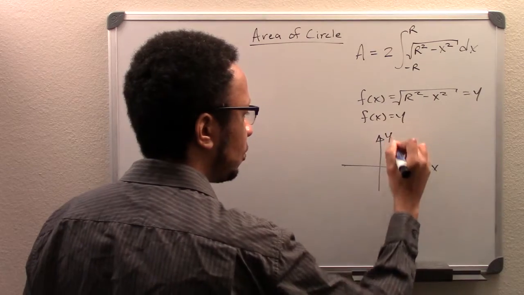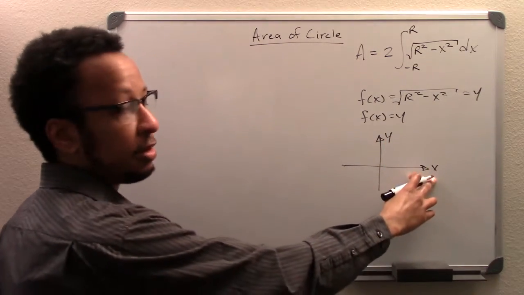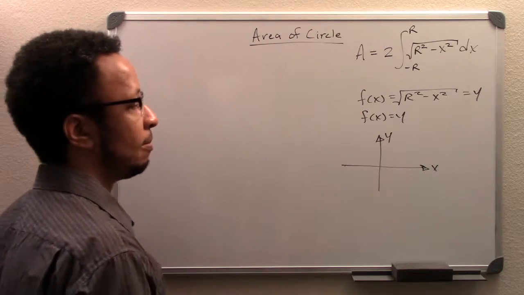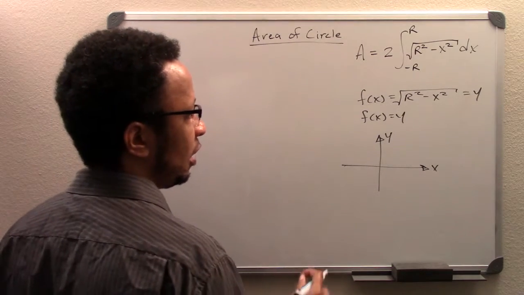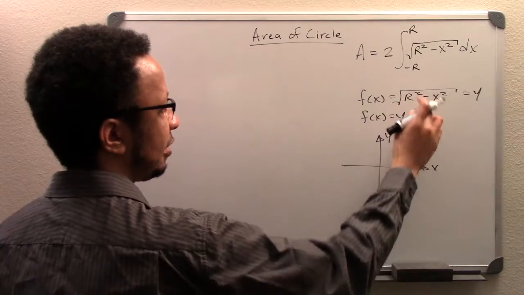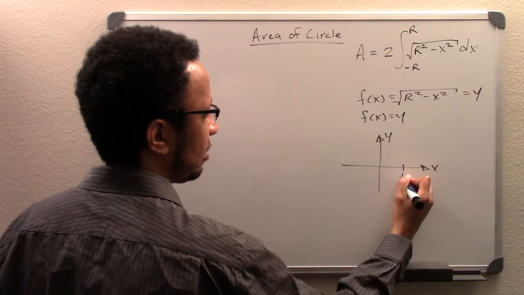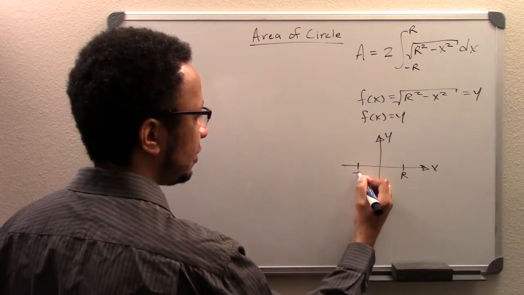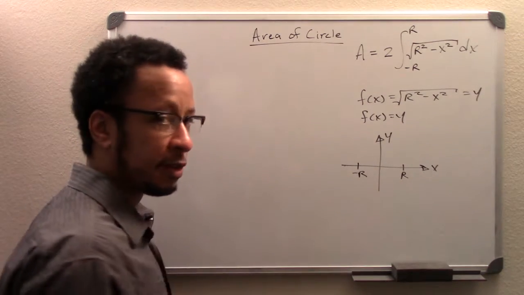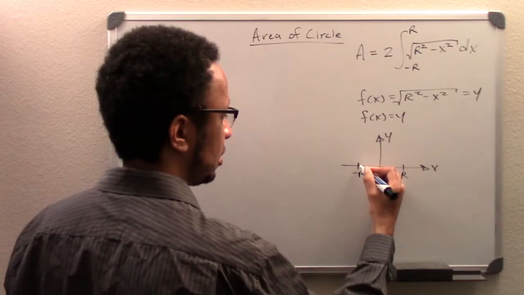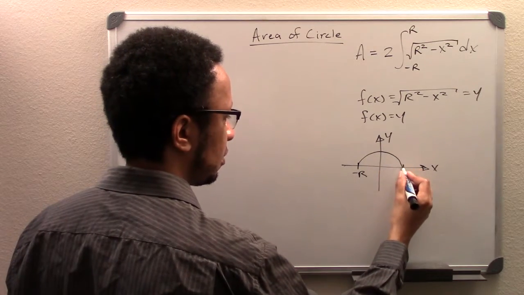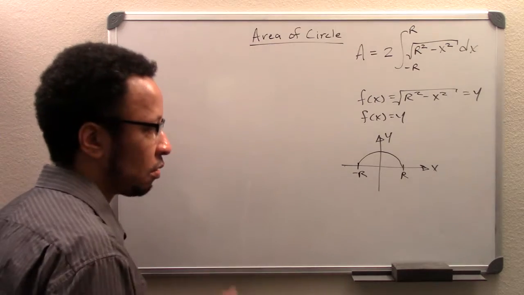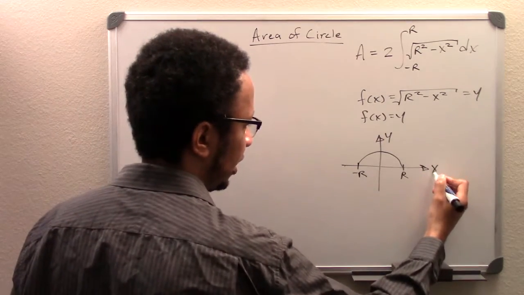Well, what exactly does that look like? We have x on this axis in this dimension, and we have y on this axis in this dimension. And so the graph of the square root of r squared minus x squared, saying that this is r, which is a particular value of x, and this is negative r, which is another particular value of x, looks like this. It's a half moon, I guess you could say.